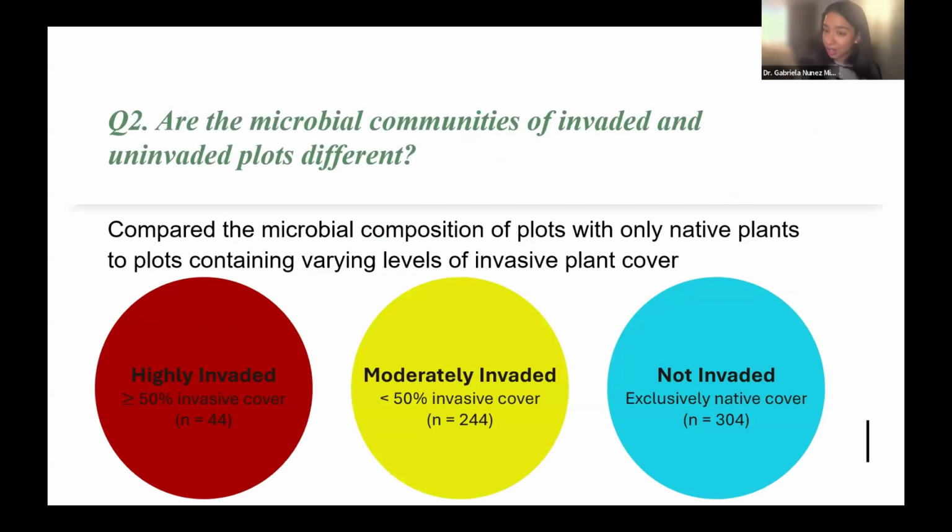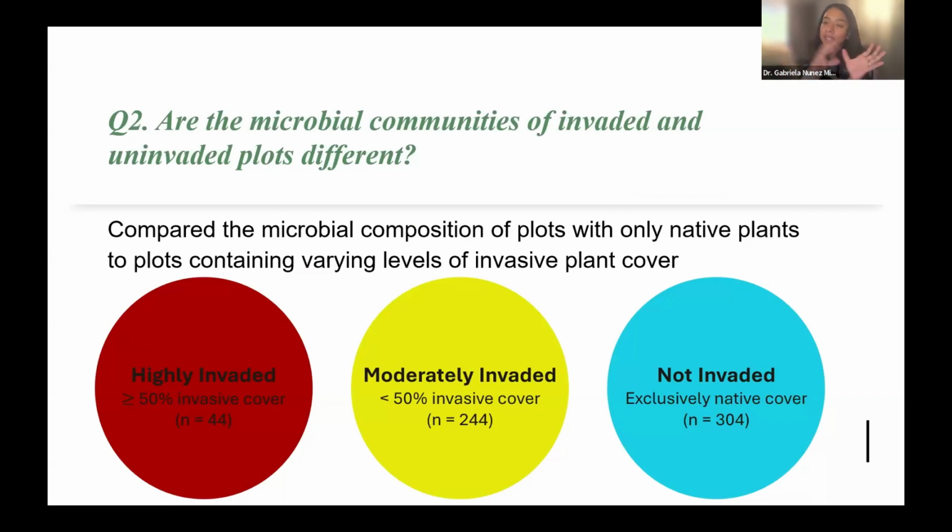All right, so that was question 1. We found that they are indeed different. Now, question 2 was, are the microbial communities of invaded versus uninvaded plots different? Now, we took our 377 plots, which I must say, if you add these up, it doesn't add up to 377. And that's because some of these plots were sampled more than once, some of them even 3 times through time. So we used each of those separately, obviously taking into account that it's the same plot statistically.